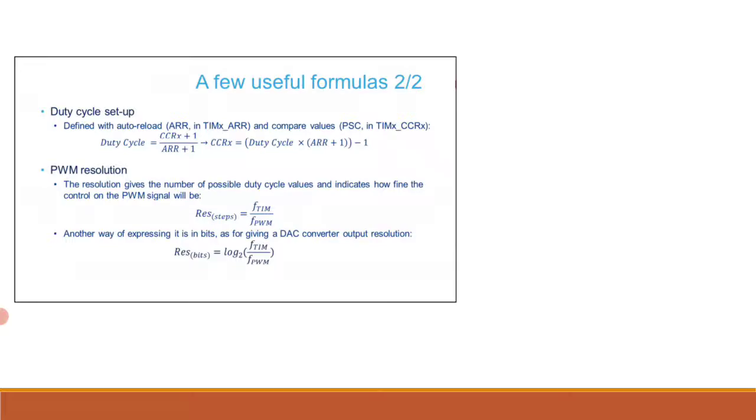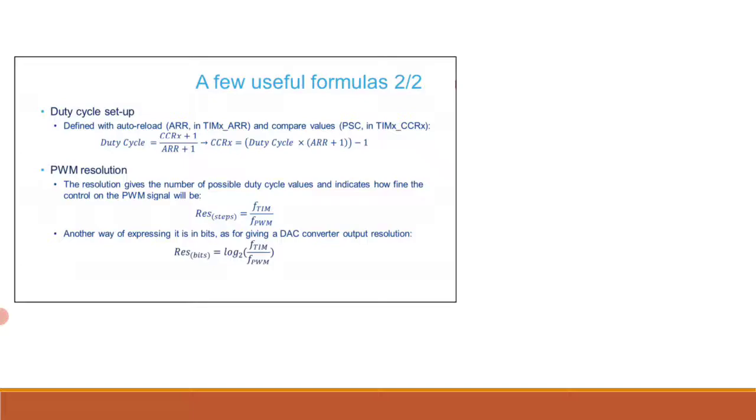Another useful indication is the PWM resolution. This gives the number of possible duty cycle values and indicates how fine the control on the PWM signal will be. The resolution expressed in number of duty cycle steps is simply equal to the ratio between the timer clock frequency FTIM and the PWM frequency FPWM, the whole minus 1.